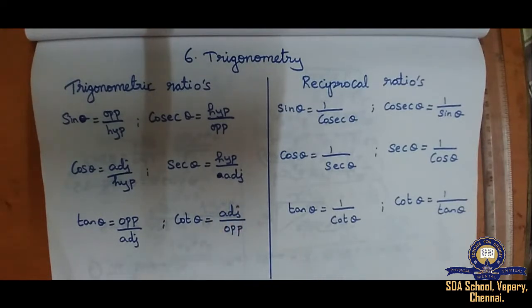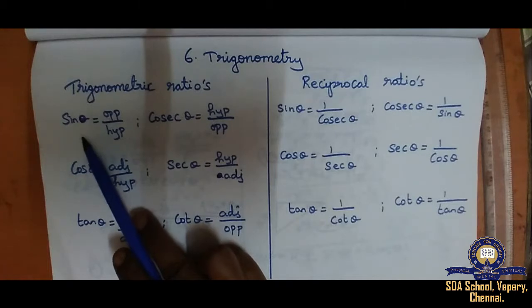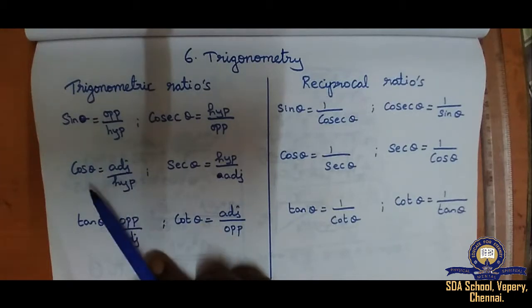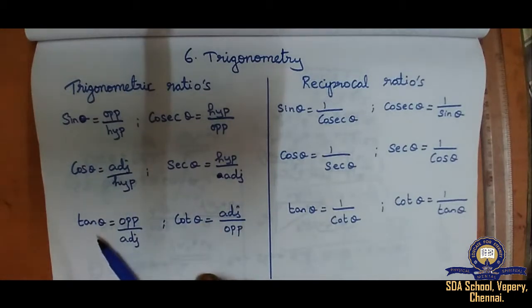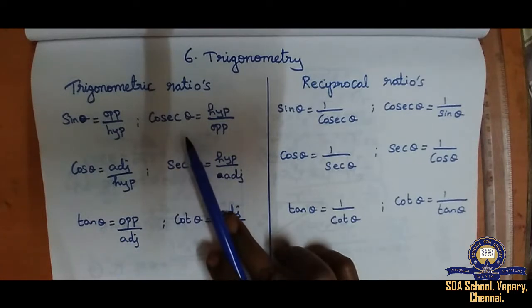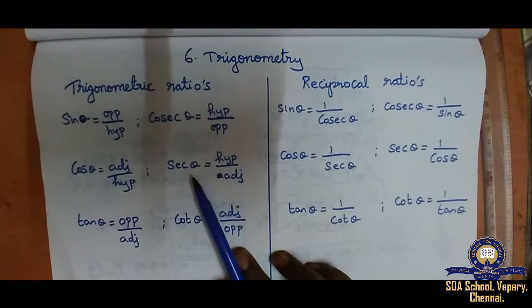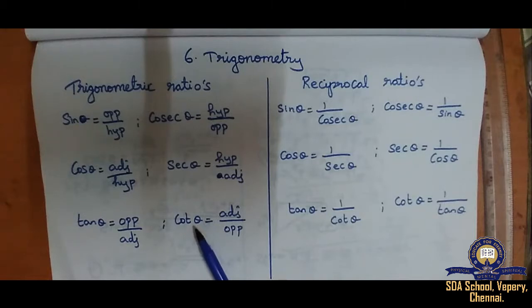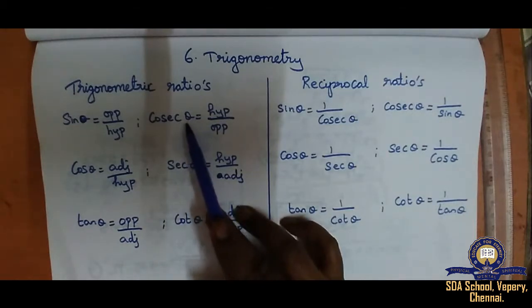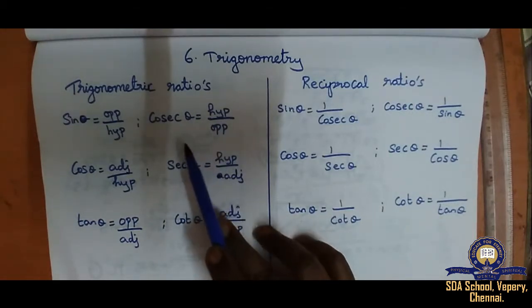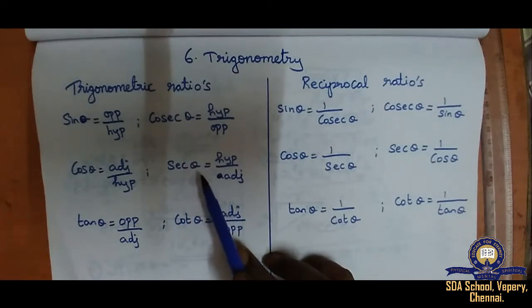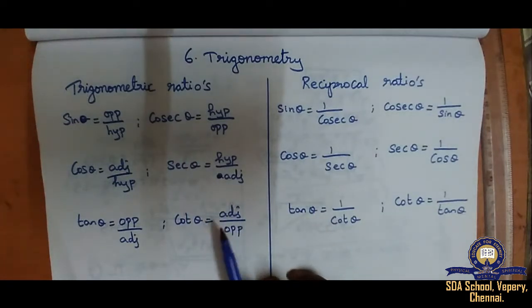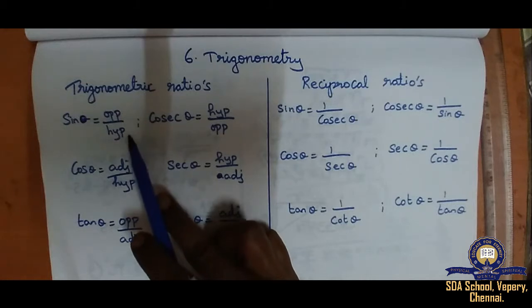Trigonometric ratios. First of all, we need to remember the order of the ratios. First one is sin theta, cos theta, tan theta, cosecant theta, secant theta, cot theta. The short form is cosec, secant, cot theta. Clear? Sin theta formula is opposite by hypotenuse.